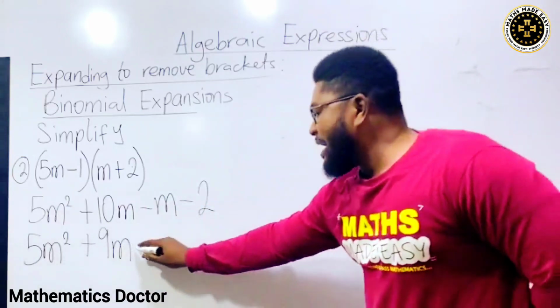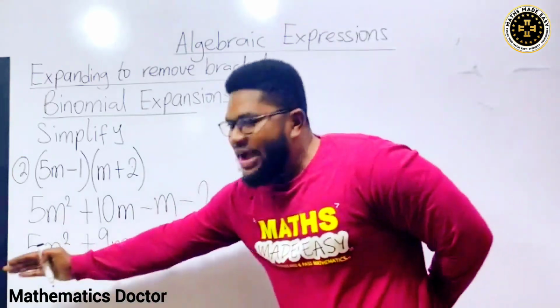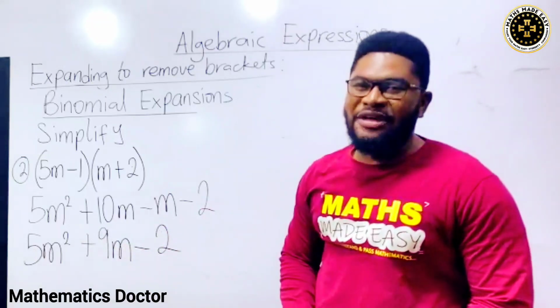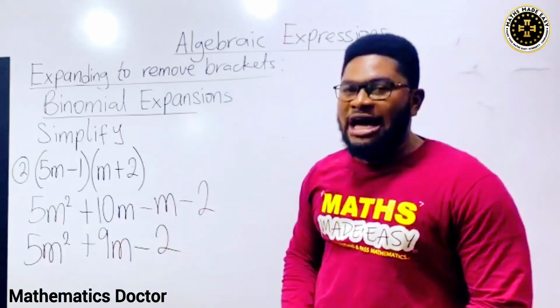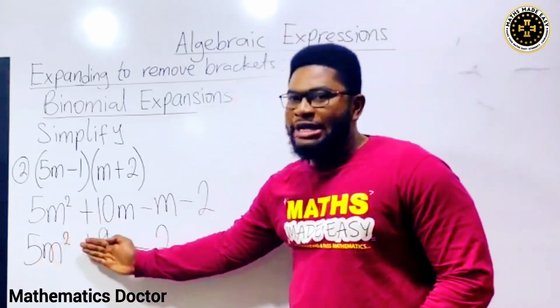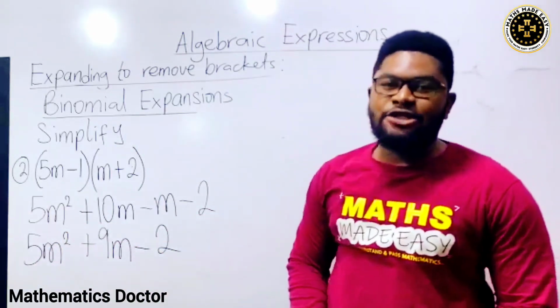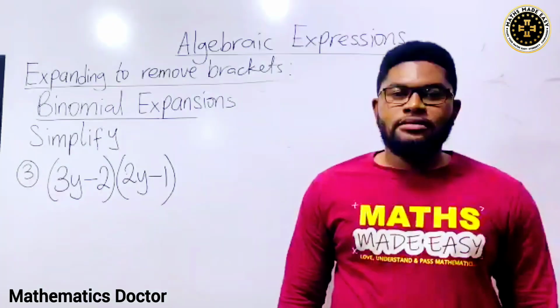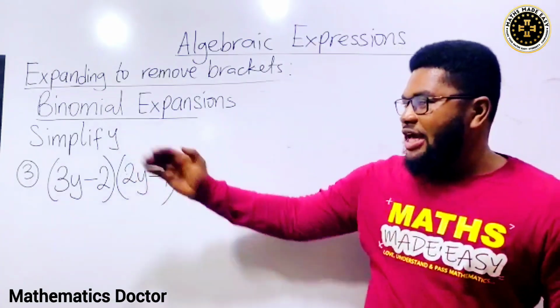Then finally minus 2. Now checking the final expression, we have no like terms to enable us to simplify. So then we'll leave our answer in the form 5m squared plus 9m minus 2. Wow. Let's take a look at the third example.